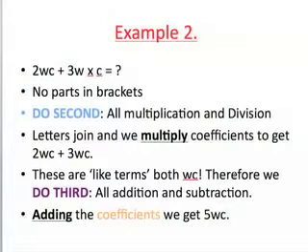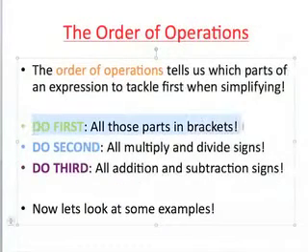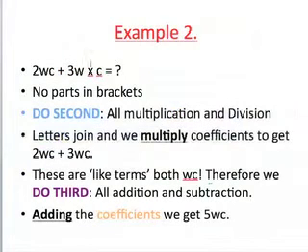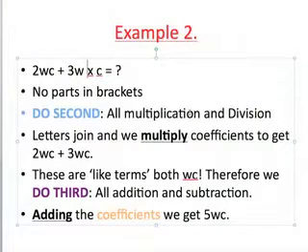Okay, example 2 states that 2WC plus 3W times C needs to be simplified. Okay, so let's look at the order of operations to see what we should tackle first in this expression. It says do first all those parts in brackets. Well, here we have no parts in brackets, so we're going to skip straight to the do second. Okay, do second all multiplication and division signs. Okay, well we have a multiplication sign right here, so we should tackle that first according to the order of operations.